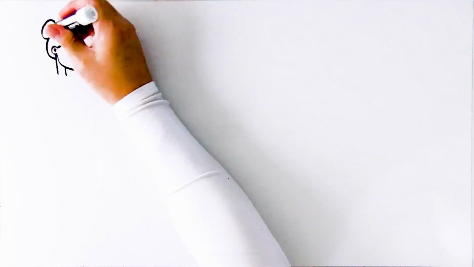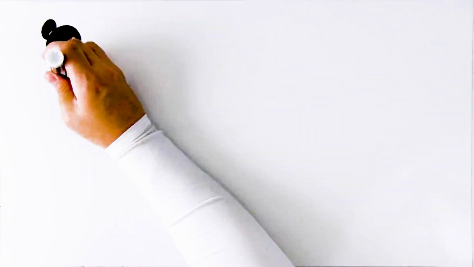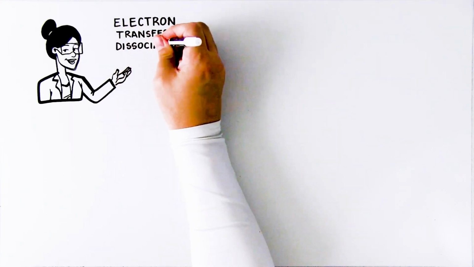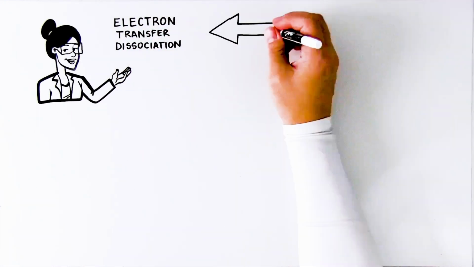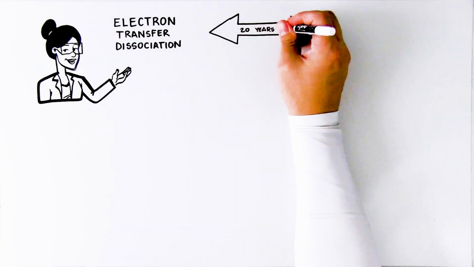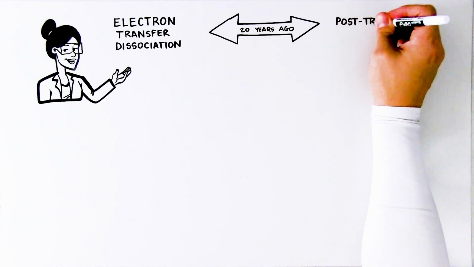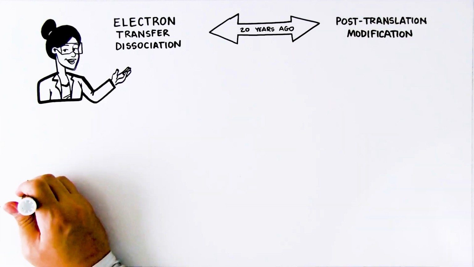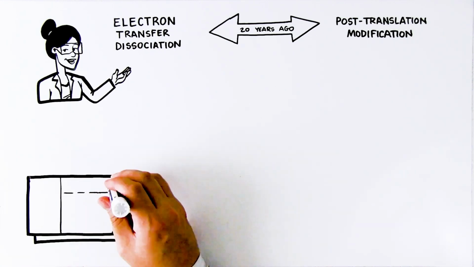Thermo Fisher Scientific has been pushing the boundaries of mass spectrometry for 7 decades. Electron transfer dissociation, ETD, is a groundbreaking technique we introduced 20 years ago in our mass spectrometers that's become essential for the characterization of peptides and proteins with post-translational modifications, PTMs.